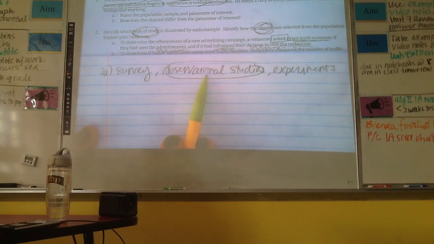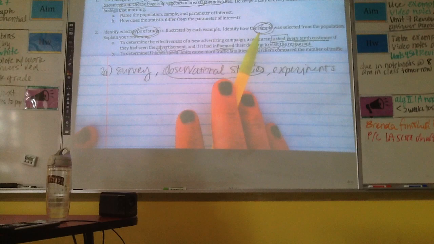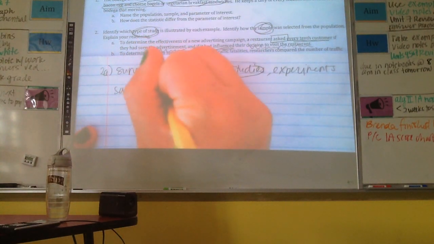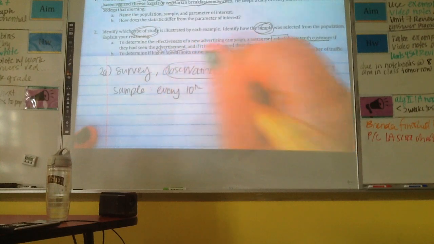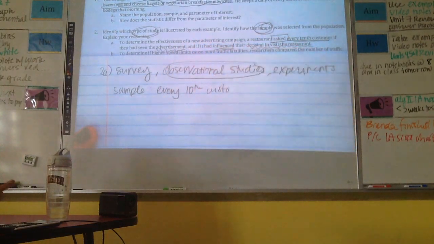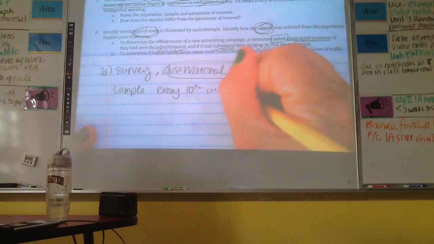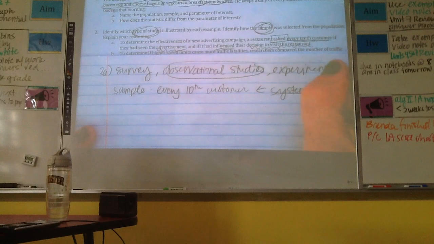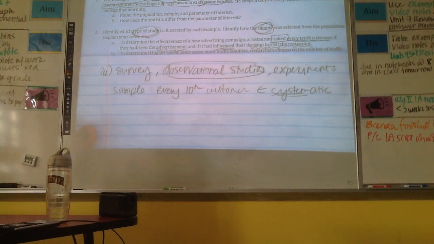Okay, so we know what type of study it is and we need to know how the sample was selected. The sample was every 10th customer, every 10th person that walked into the door. This is called a systematic sample because you have a system for deciding who you'll ask. You skip the first customer, the second, the third, fourth, fifth, sixth, seventh, eighth, and ninth. The 10th one is the one you ask.